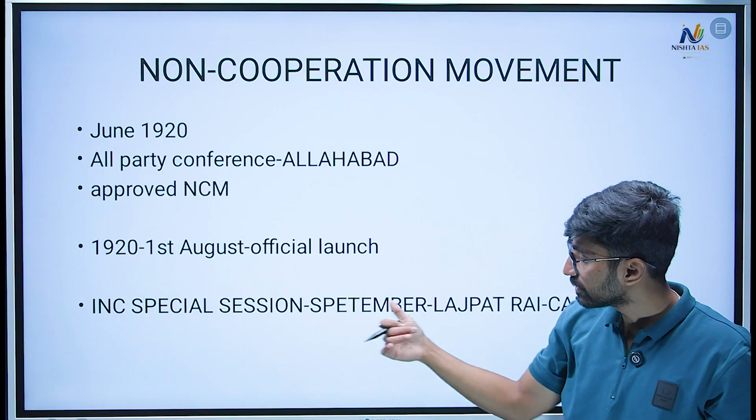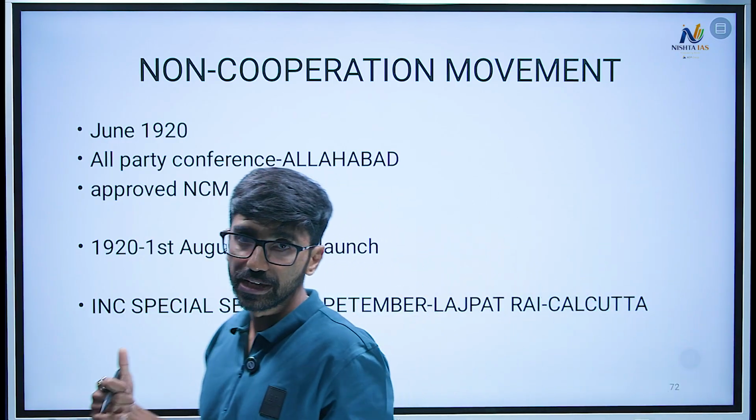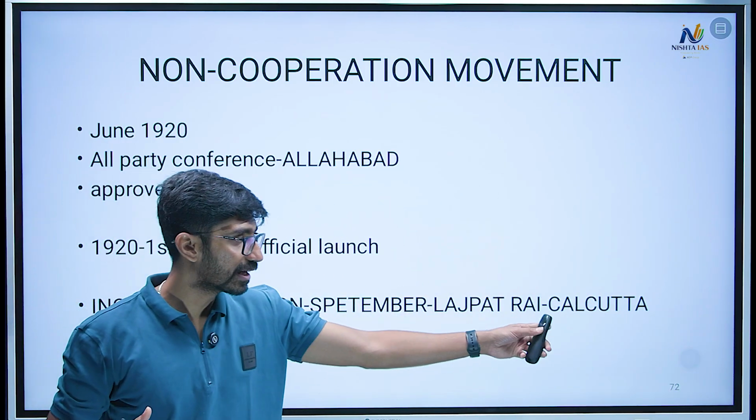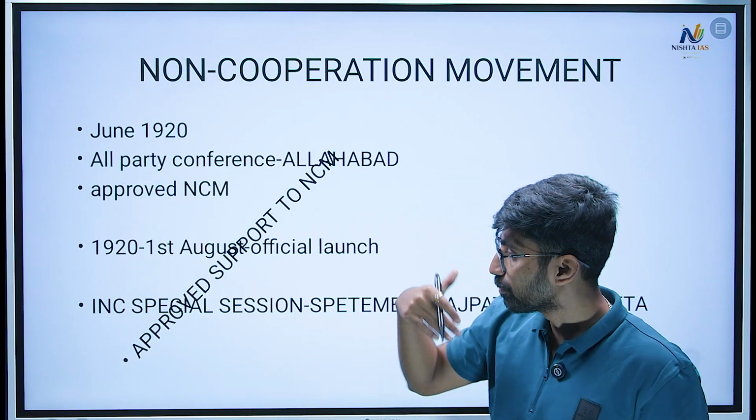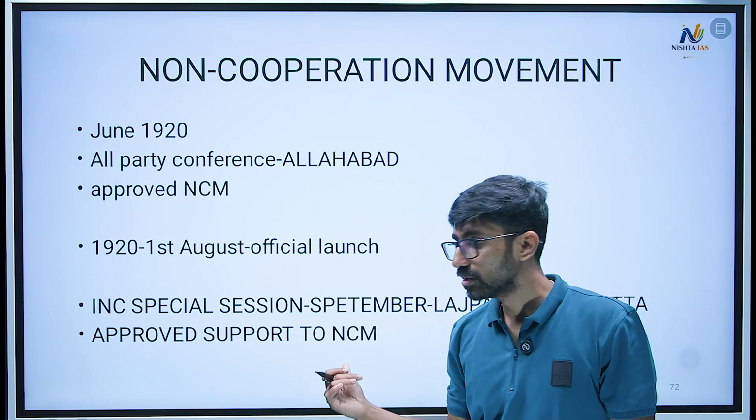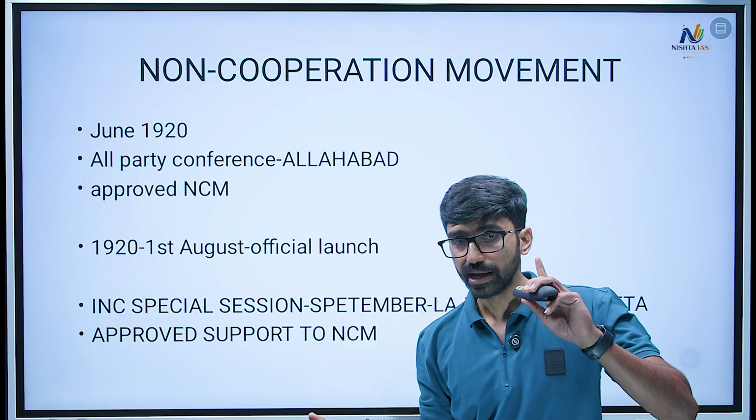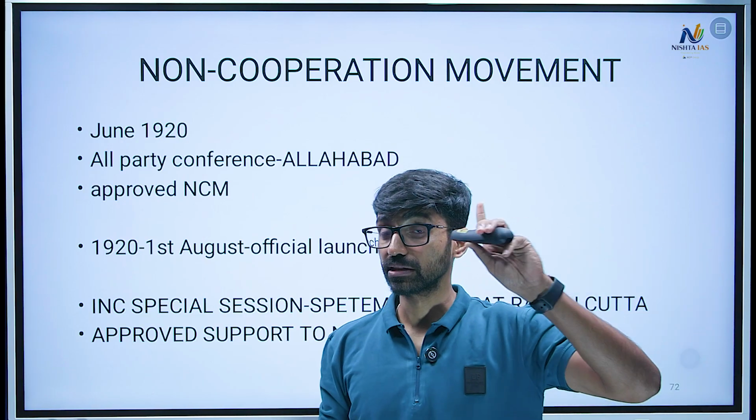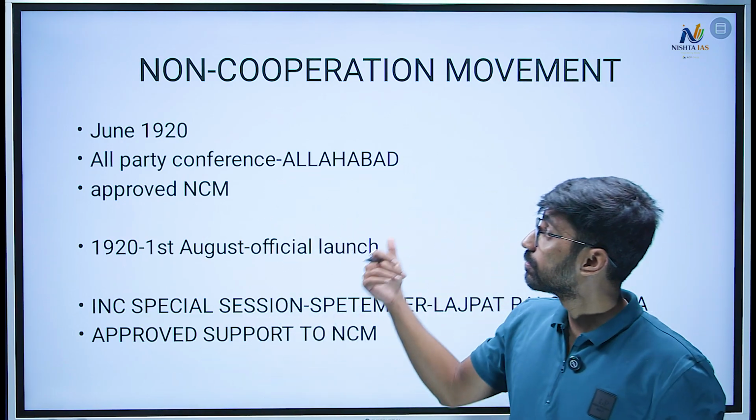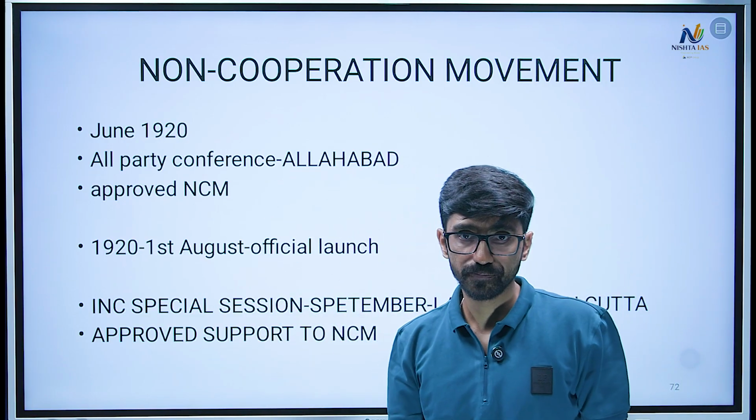Now the INC, in a special session in September 1920, with Lajpat Rai as president in Calcutta, passed the resolution to approve the non-cooperation movement. Look, the INC had supported the Swadeshi movement, not the Home Rule League movement. Now the INC is formally supporting the non-cooperation movement.